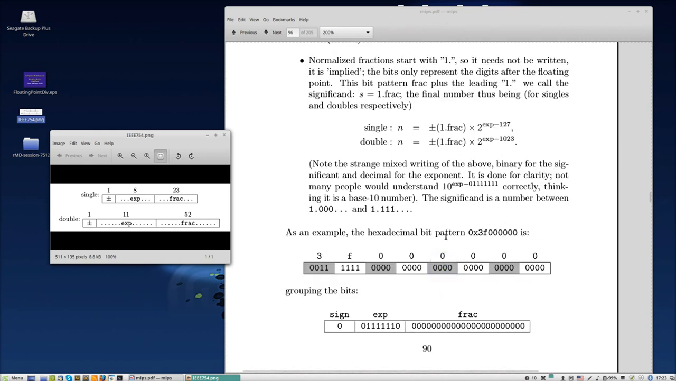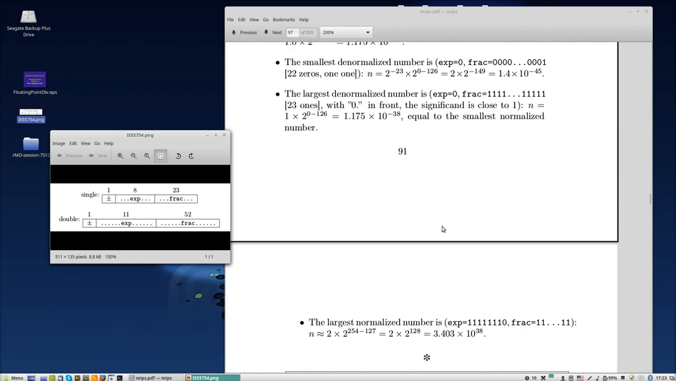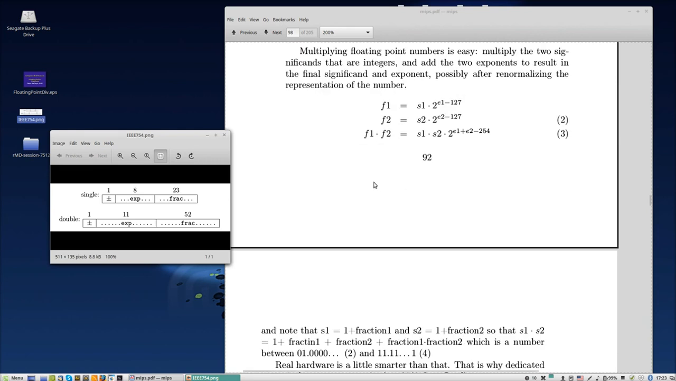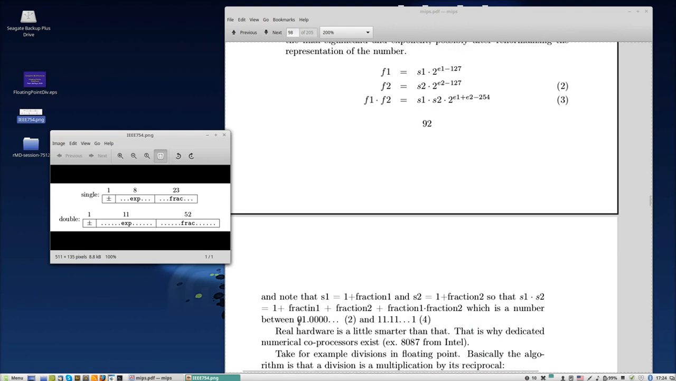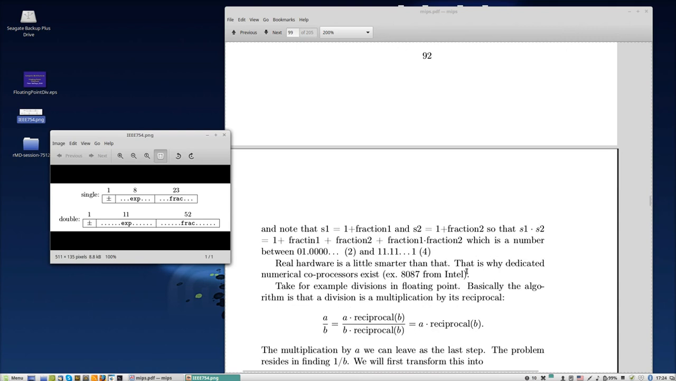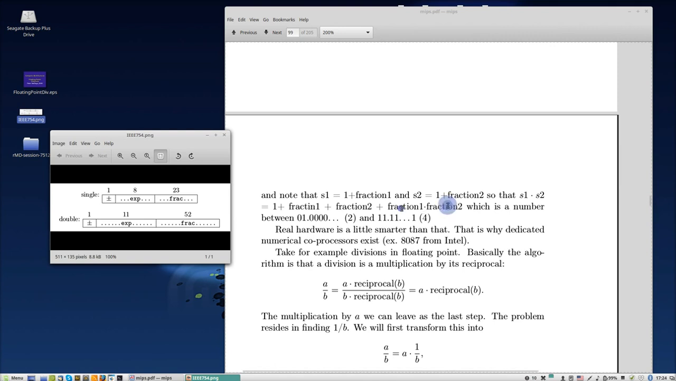We have done some examples, I will not repeat that here. Now the idea is that if we multiply two numbers, f1 and f2, we have to multiply the significands and sum the exponents. The significand s1 is 1 plus fraction 1, and s2 is 1 plus the fraction of number 2, so that s1 times s2 is 1 plus fraction 1 plus fraction 2 plus the product of the fractions. And this is a number between 1 and 4, meaning 3 point something. I'm not going to talk more about these multiplications because it should be rather obvious by now how that is done, since we have also done this with integer numbers, remember.